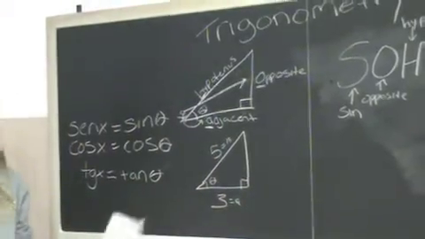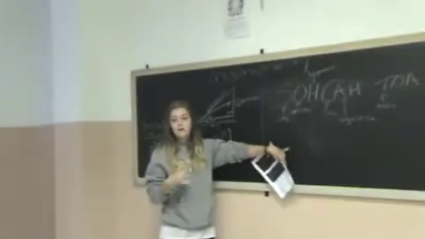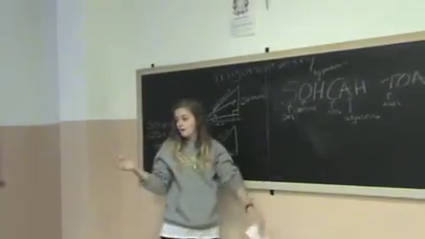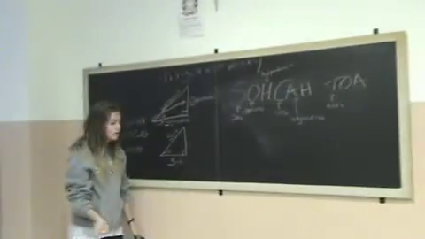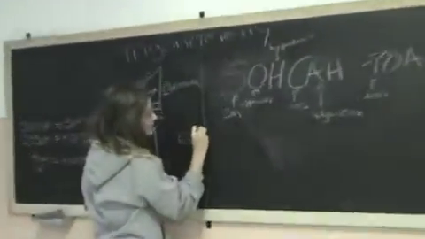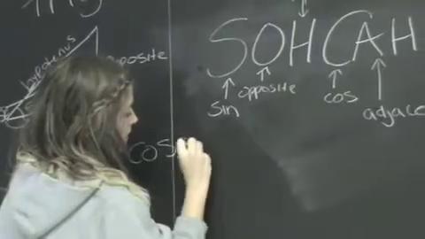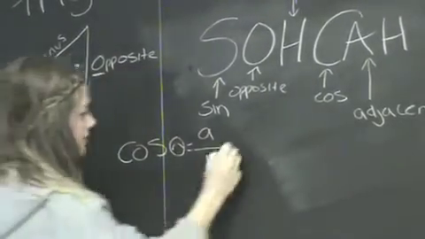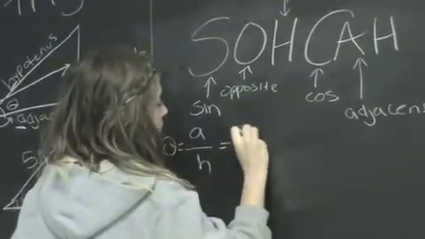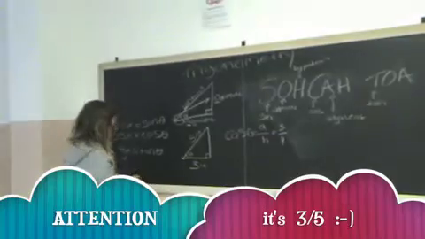Which ones here have both the A and the H? Cah. So that means that you could use cosine to find the angle. So the equation is like this. Or in this case, it would be 3/5. So let's do one more.